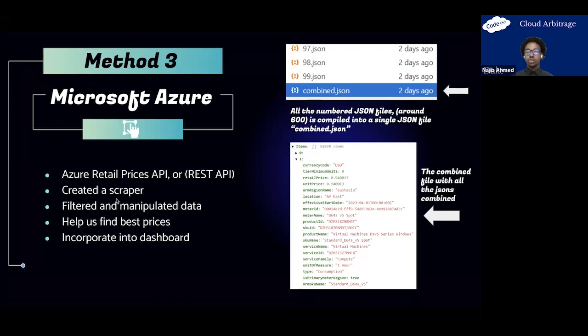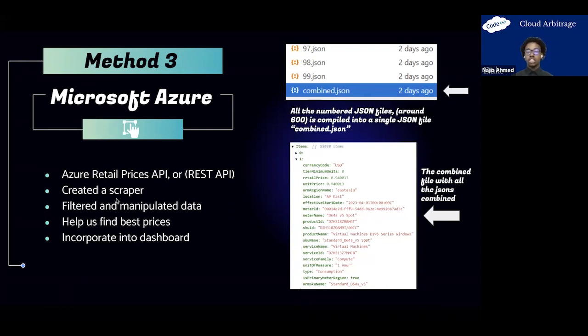We use the Azure Retail Prices API, also known as the REST API, which has all of Microsoft Azure's data compiled. From that API, we then create code that scrapes all of the data collected in the past into a single CSV file. Using a cron script, we scrape that data every day at midnight, so the data is always up to date.